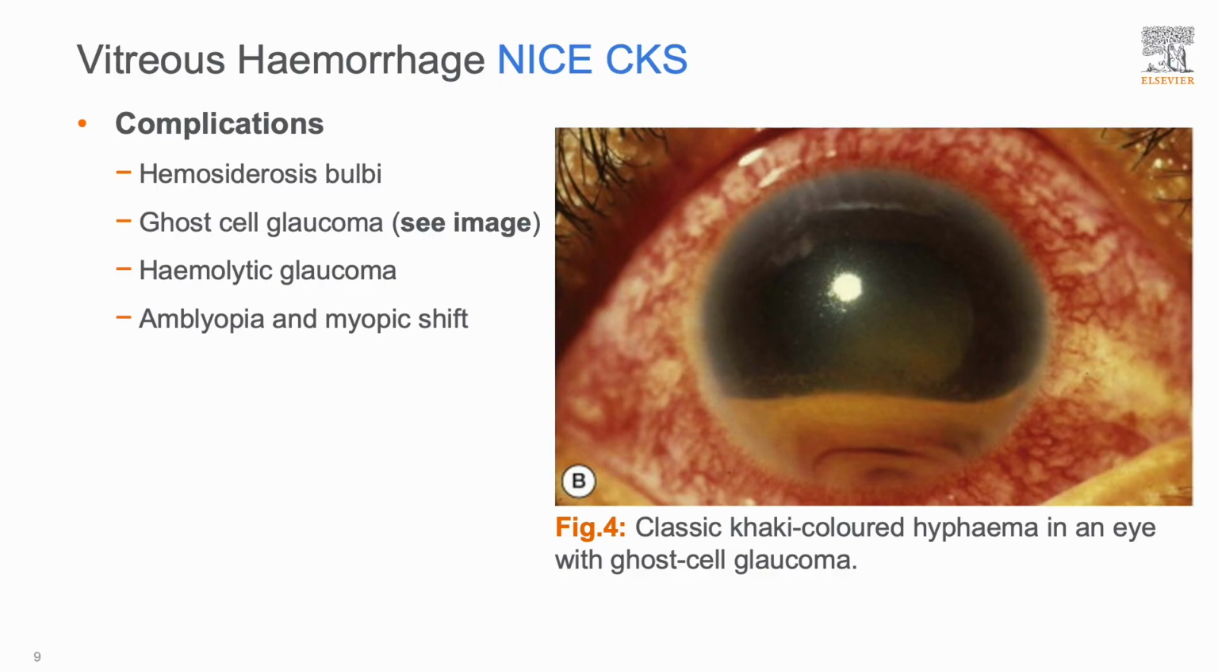Ghost cell glaucoma occurs weeks after vitreous hemorrhage, as red blood cells undergo degeneration. Over 1 to 3 weeks, red blood cells lose their normal shape, becoming rigid, khaki-coloured ghost cells containing denatured hemoglobin, known as Heinz bodies. These cells migrate to the anterior chamber when the anterior hyaloid face is disrupted, commonly after trauma, vitrectomy, or cataract surgery. In the anterior chamber, ghost cells obstruct the trabecular meshwork, leading to secondary open angle glaucoma.